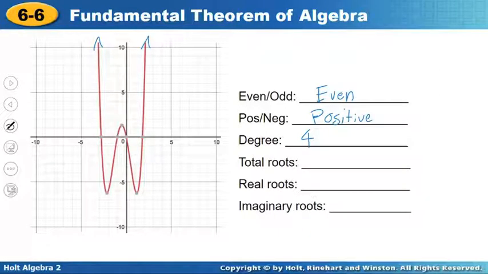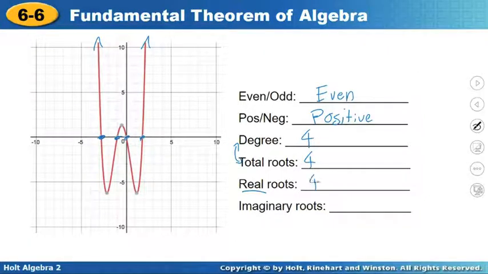Now the total number of roots is always the same as the degree. So if it's a fourth degree, it has 4 roots. Now the question is, how many of those 4 roots are real, and how many are imaginary? Let's start with the real. Real roots are always on the x-axis, so let's look for those. There's one here, here, here, and there. If you count them up, that's 4 real roots. There are 4 roots in total, 4 of them are real, which means none of them are imaginary. And we move on to the next one.